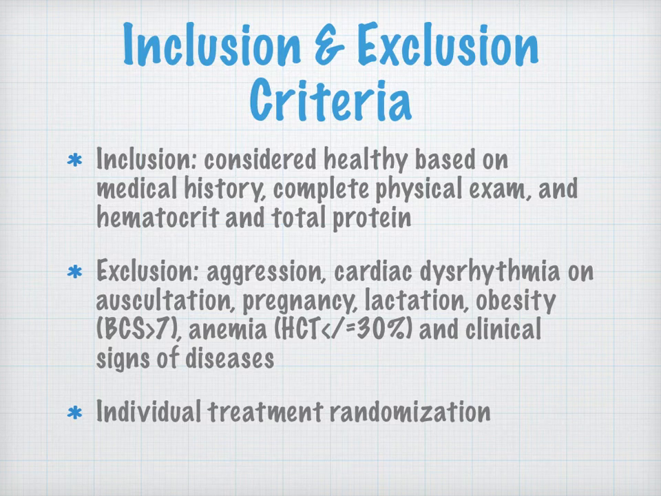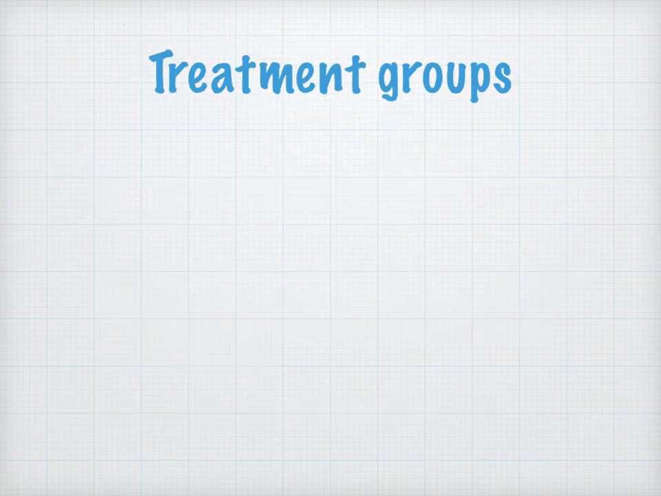Individuals were included in the study if they were considered healthy based on medical history, complete physical exam, and hematocrit and total protein testing. Exclusion criteria included aggression, cardiac dysrhythmia, pregnancy, lactation, obesity, which is body condition score greater than 7 on a scale from 1 to 9, anemia, which is hematocrit less than or equal to 30%, and clinical signs of disease. Individual treatment randomization was performed before the study had begun using a software by 2 individuals who were not involved with treatment administration.